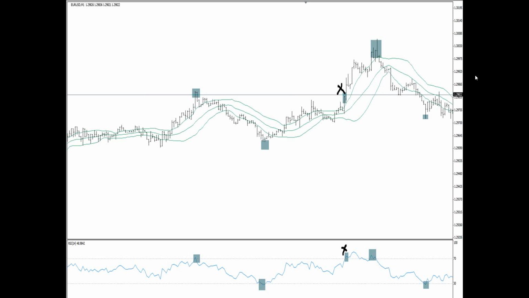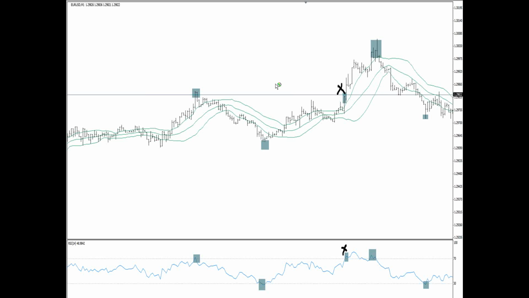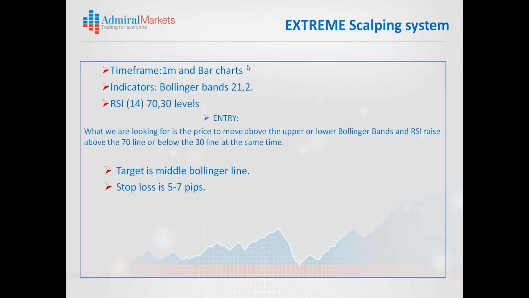Chris, do you have anything to add, or do we have any questions? We do actually, one more about the Bollinger Band value. The Bollinger Band value is 21, and the deviation is 2. It's here: 21 and 2. So the first setting is 21, deviation is 2. Those are the values. You can leave it on this chart for a moment. If anyone wants to write down these values, go ahead.